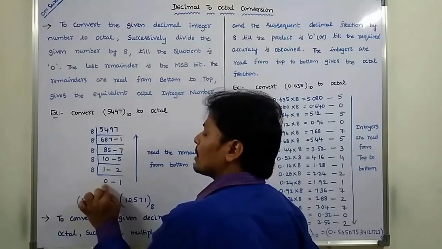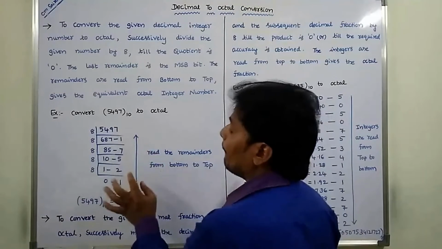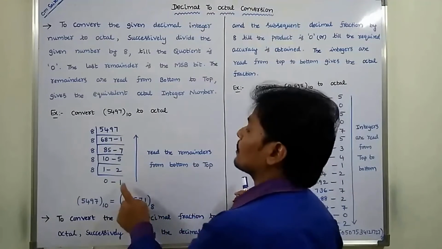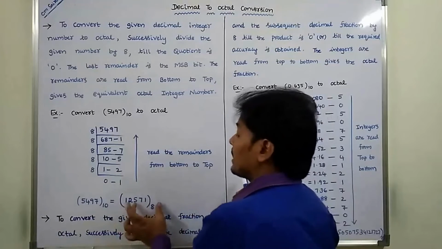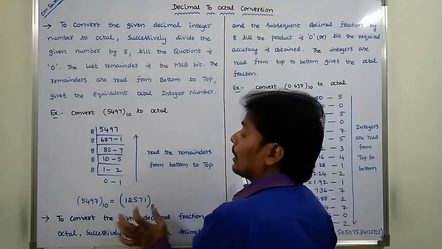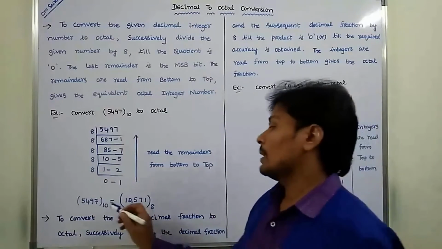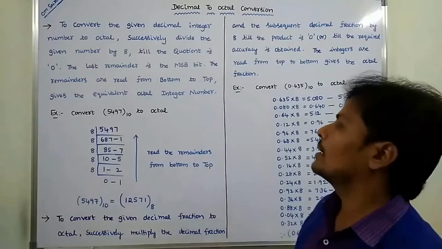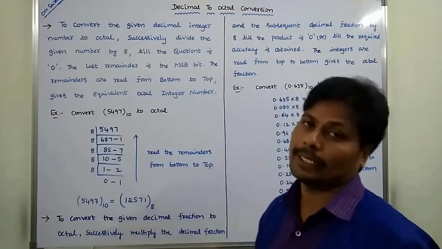Whenever the quotient 0 is obtained, read the remainders from bottom to top. Then it gives 12571. 12571 is the equivalent octal number for the given decimal integer number. Okay, so this is the successive division by 8 method.